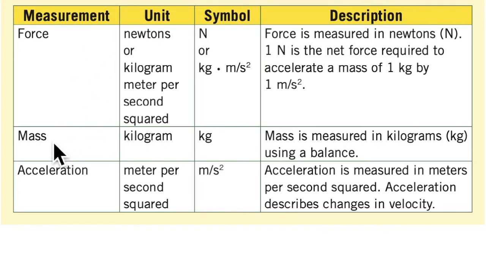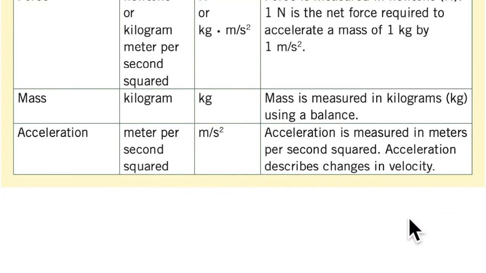Measurement, mass. Unit, kilogram. Symbol, kg. Description, mass is measured in kilograms, or kg, using a balance. Measurement, acceleration. Unit, meter per second squared. Symbol, meters divided by seconds squared. Description, acceleration is measured in meters per second squared. Acceleration describes changes in velocity.